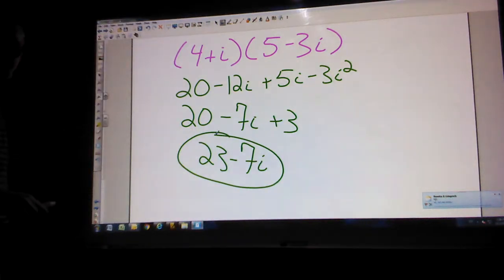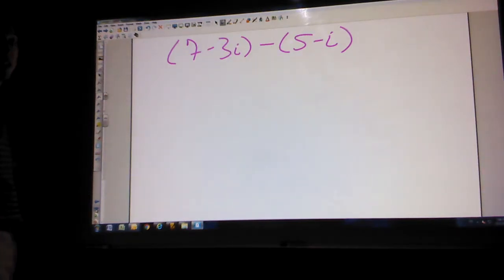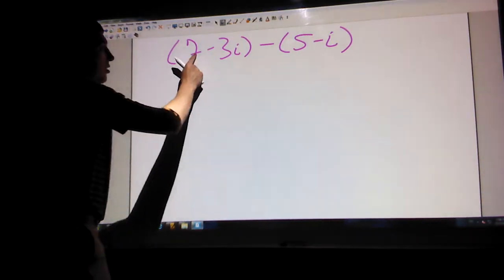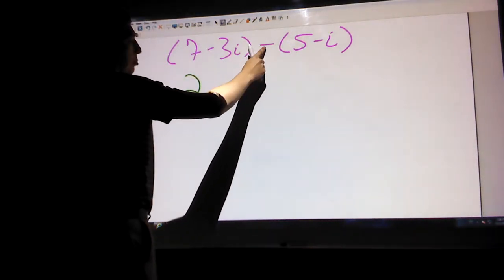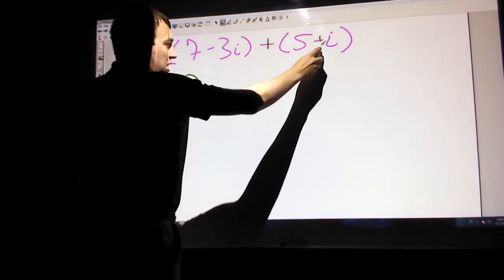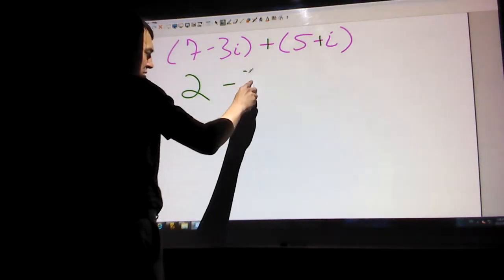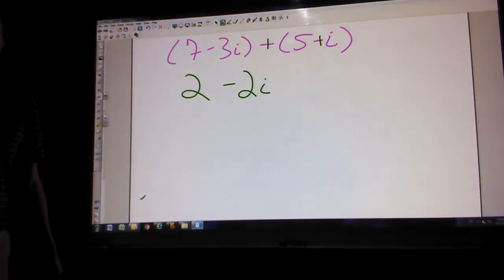One more problem is adding. Or in this case, subtracting. Not too hard. 7 minus 5, 2. -3i minus a minus i, that's like plus i, so we get minus 2i. And I'm done. Done. Quick review of i.